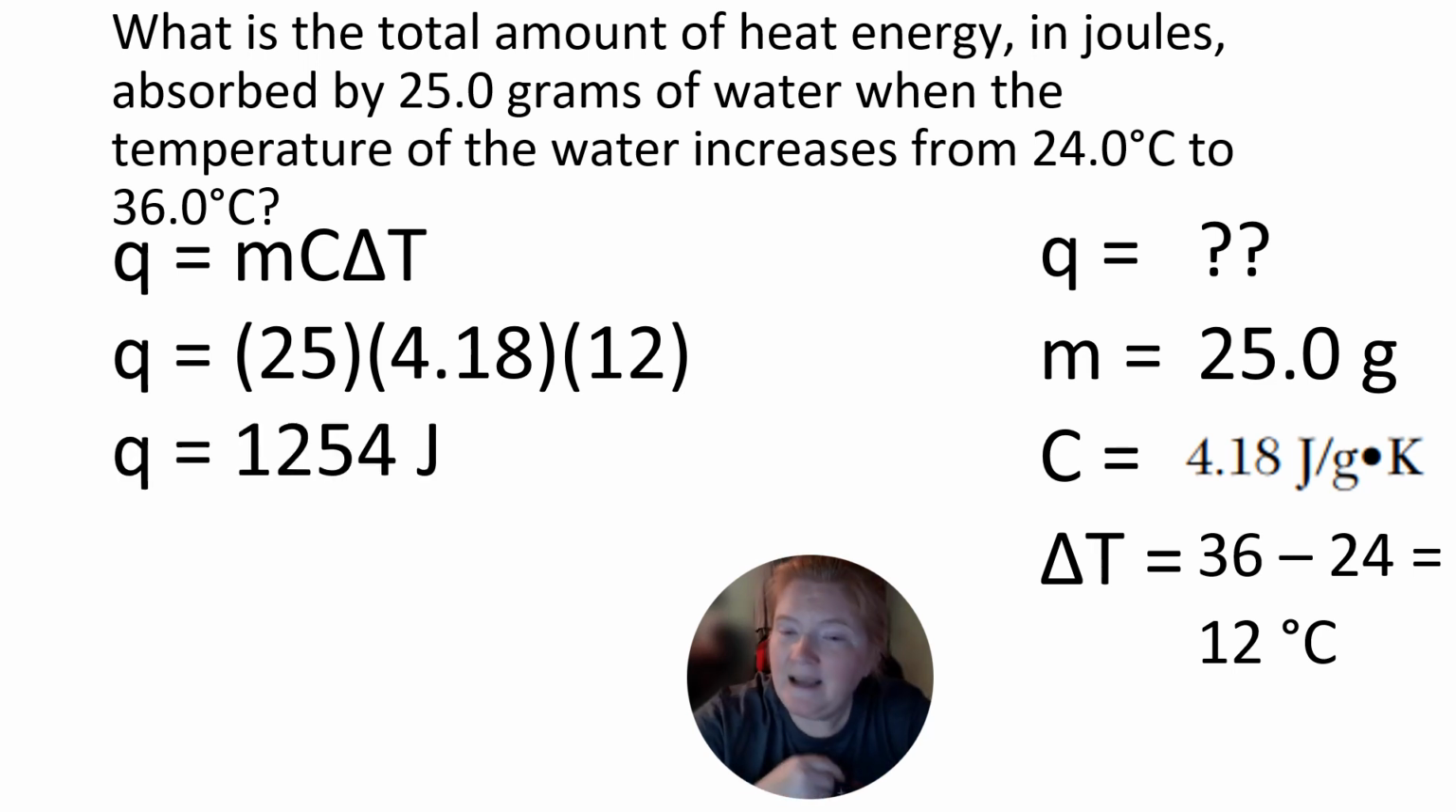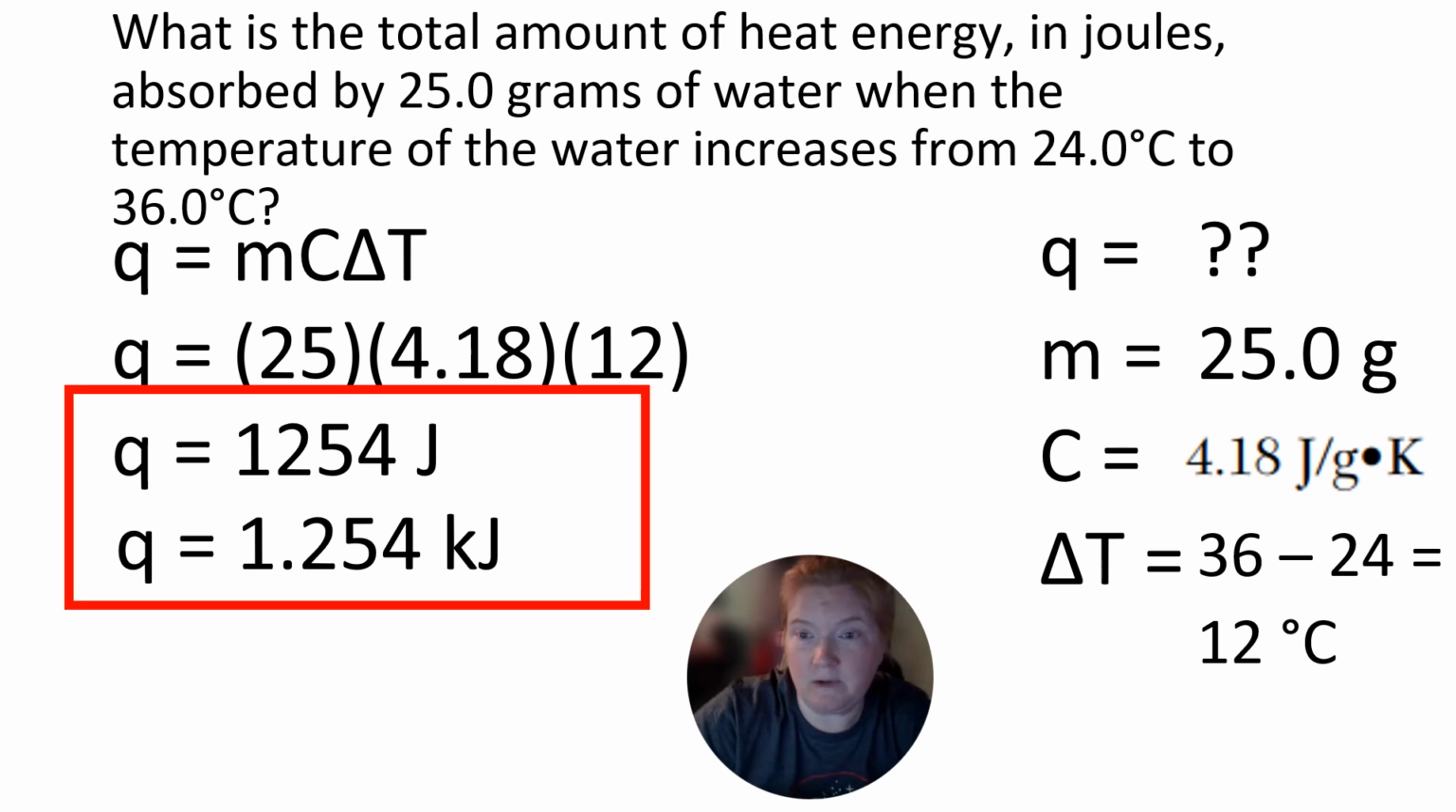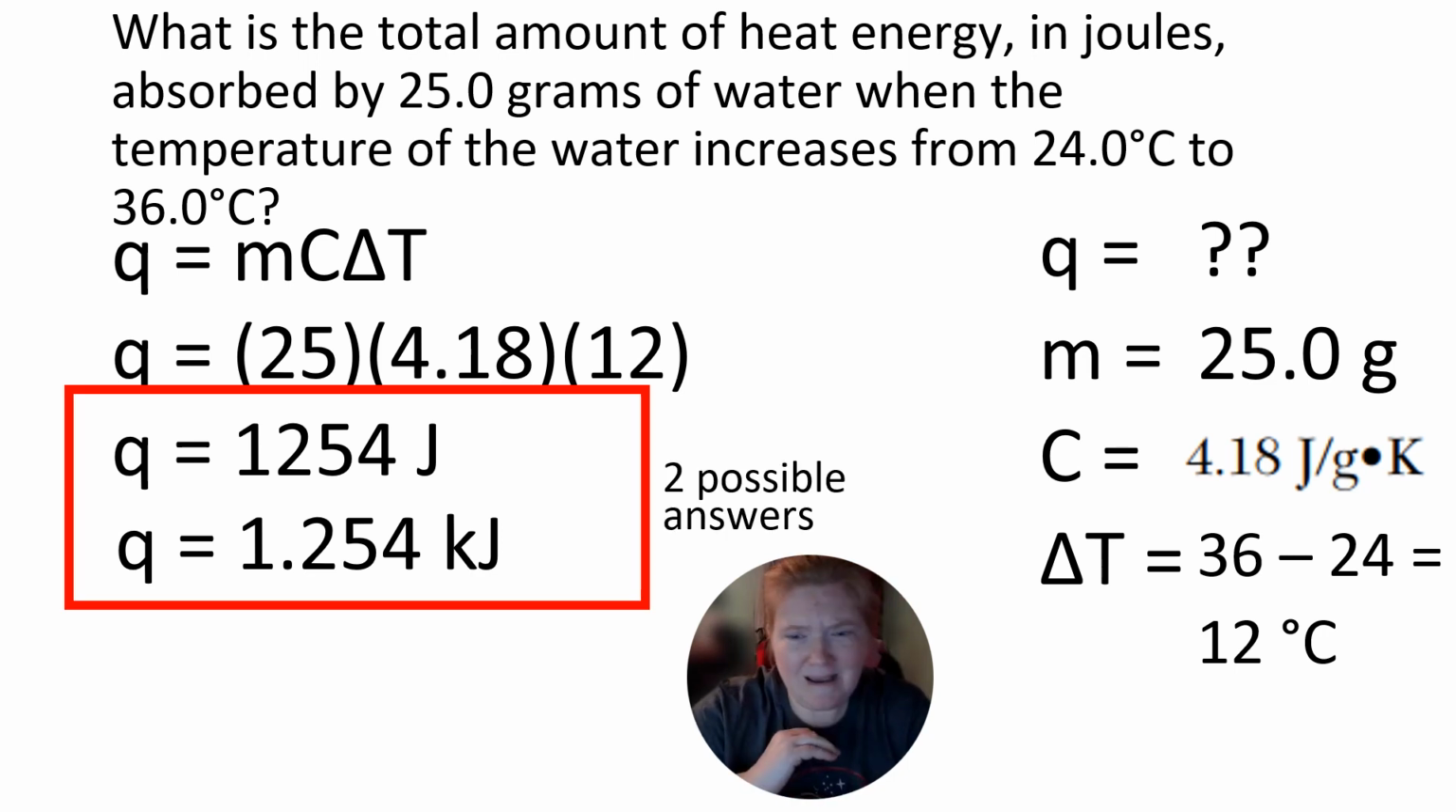I get this. Now, sometimes on the question, they'll have the answer in kilojoules. So what you have to remember is that 1 kilojoule is 1,000 joules, so I need to move the decimal 3 places. So those are both possible answers. The only time you need to worry about the kilojoules conversion is if it's a multiple choice question. If it's not, you just write what the calculator gives you.